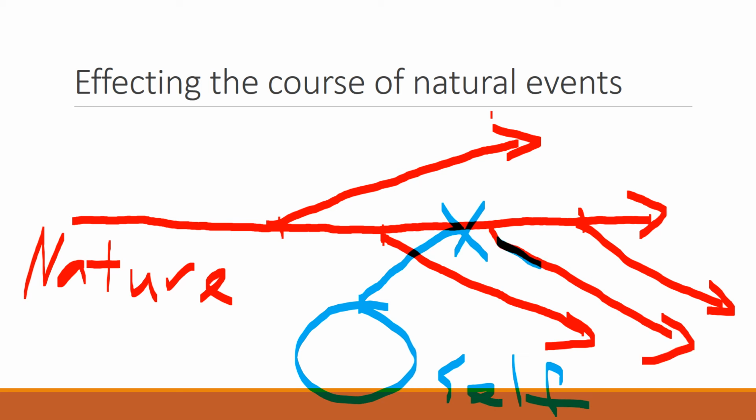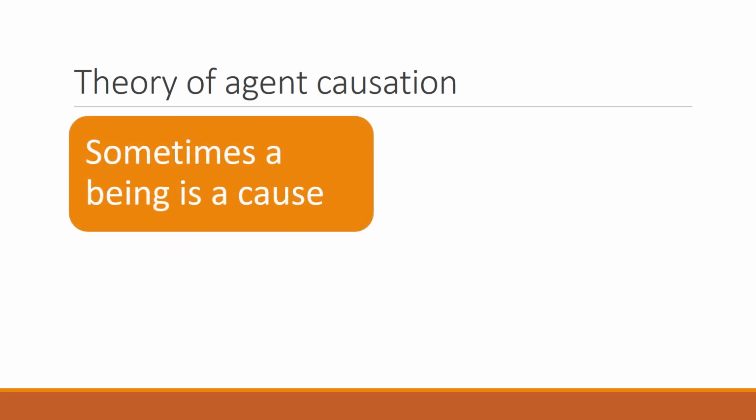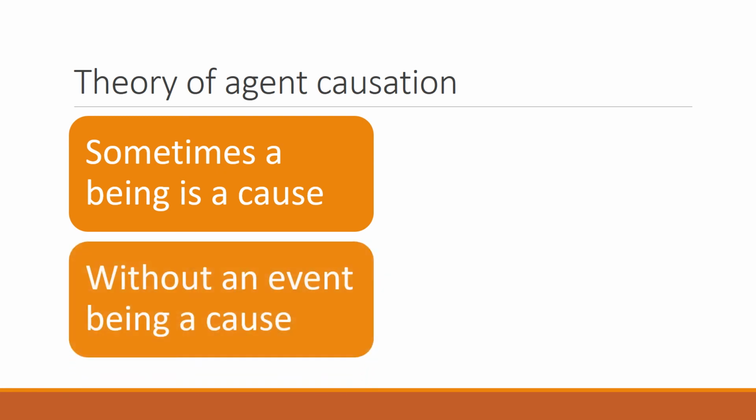So this is the picture of agency that he's talking about. There are these selves that exist outside of nature. They can change the course of nature without being part of nature, and they change the course of nature without themselves having events happening within them. So we can put this in the theory of agent causation. The theory says sometimes a being is a cause without an event being a cause.